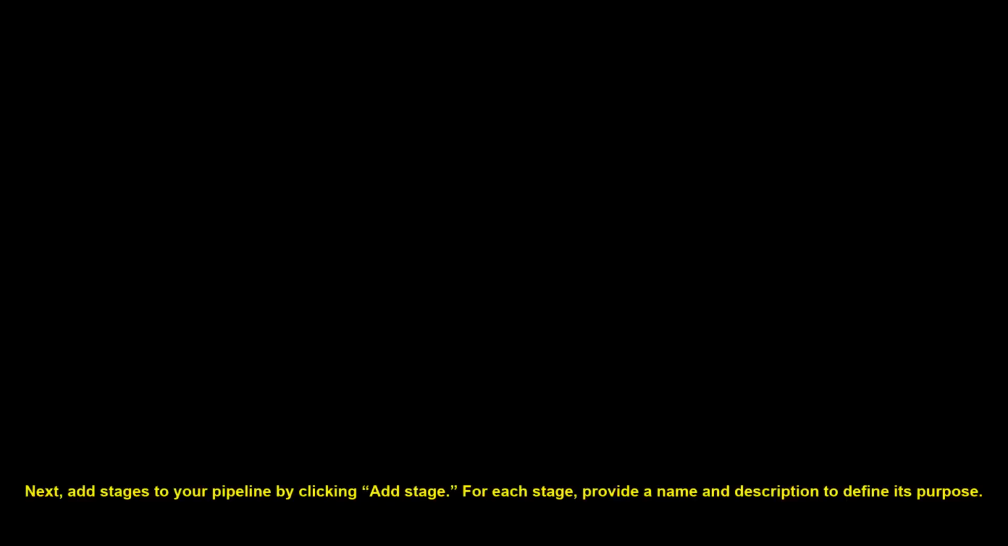Next, add stages to your pipeline by clicking Add Stage. For each stage, provide a name and description to define its purpose. Adjust the probability percentage for each stage to reflect the likelihood of closing a deal. Once you have added all desired stages, click Save or Create Pipeline to finalize your new pipeline.